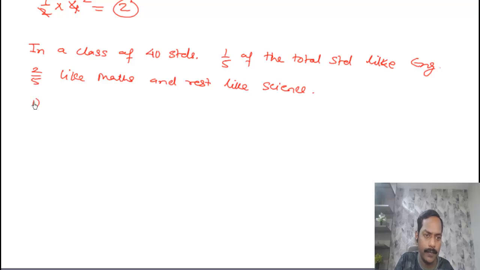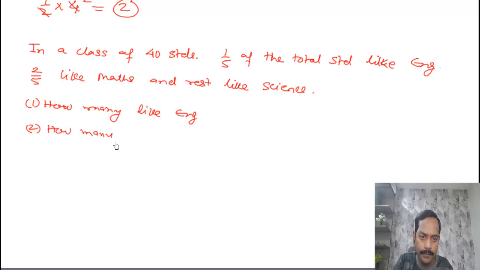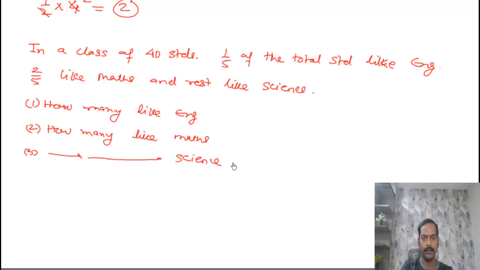We need to find how many like English, second, how many like maths, and third, how many like science. So we have to find the numbers. If there are 40 students, 1/5 like English, 2/5 like mathematics, and the rest like science. Now in this case, we can see that the total number of students is 40.